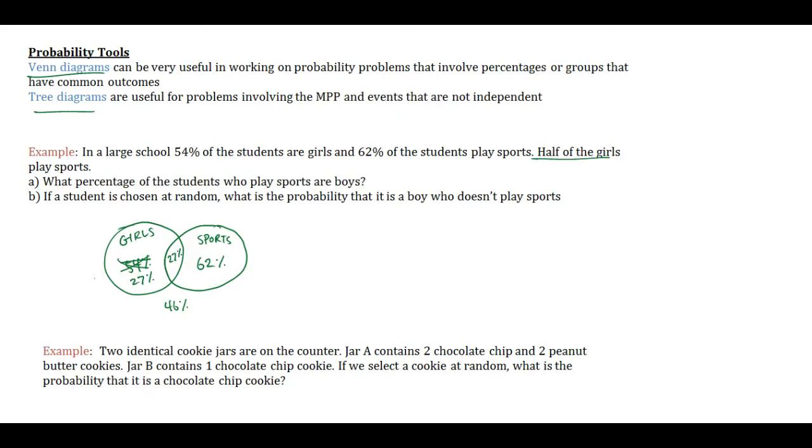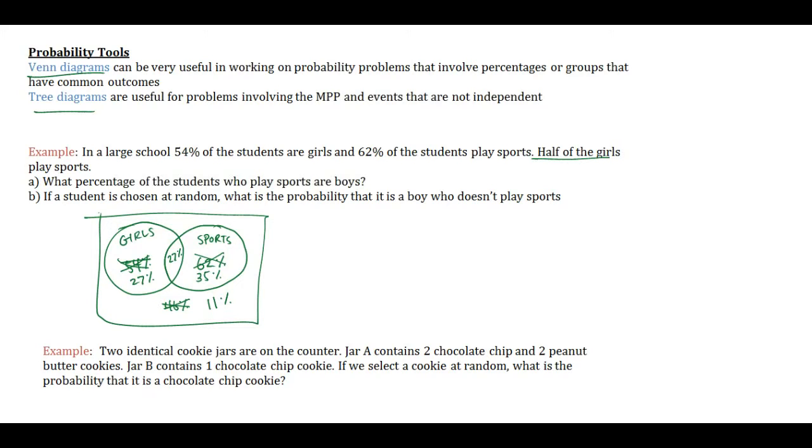Now in the sports bubble, I've kind of messed it up a little bit. Now I have like 89% of the people playing sports, and that's not true. It's only 62. Some of them are girls, some of them are not. So I need to fix that too. I've got to take away 27%. So that would leave me with 35% play sports. Now look, 35% of those would all have to be boys out of this group of 46. So that means that there are 11% of boys that do not play sports, and that's our entire gender breakdown.